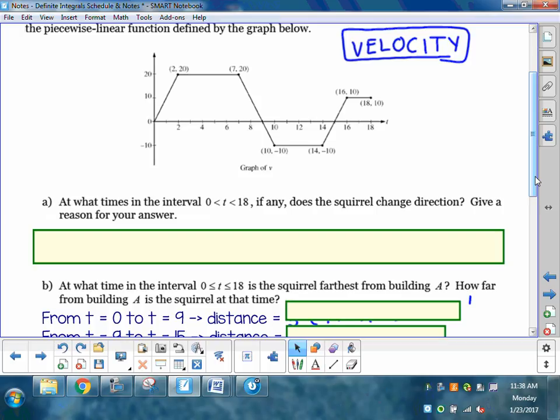Why? Because on the graph B, on the interval 0 less than t less than 18, t changes from positive to negative at t equals 9 and negative to positive at t equals 15. You're close. He said t changes. What's that? Velocity changes, okay? Now, I'll say this.